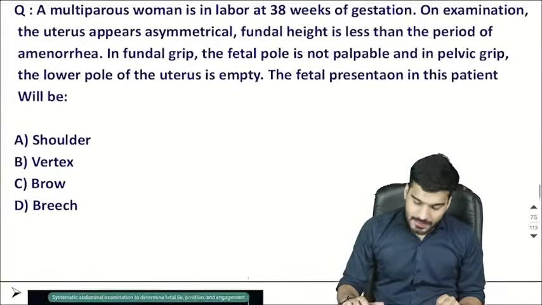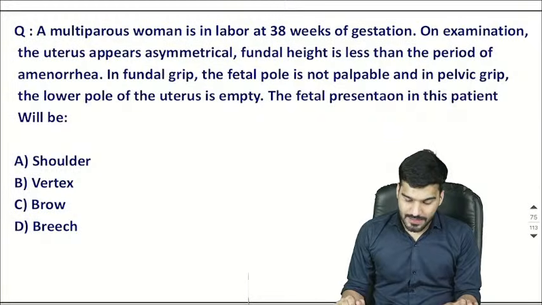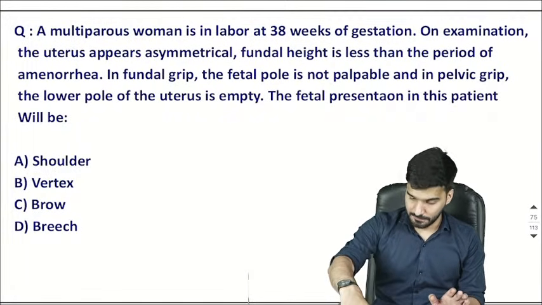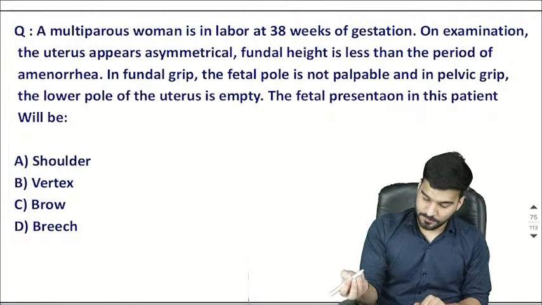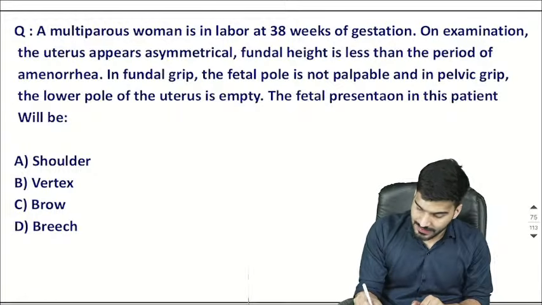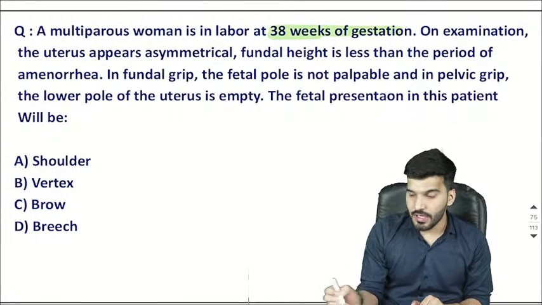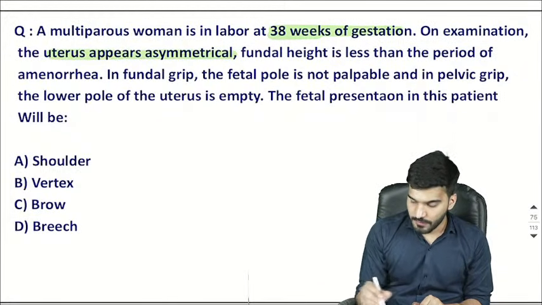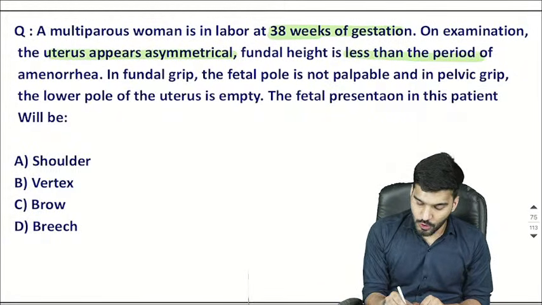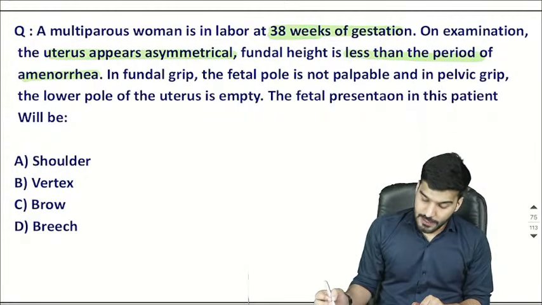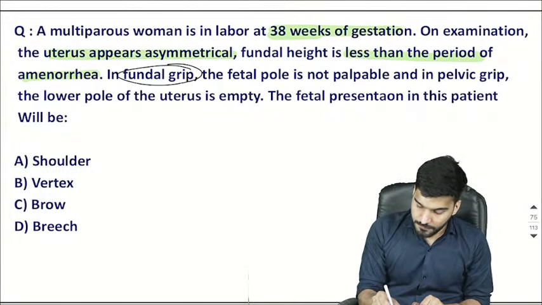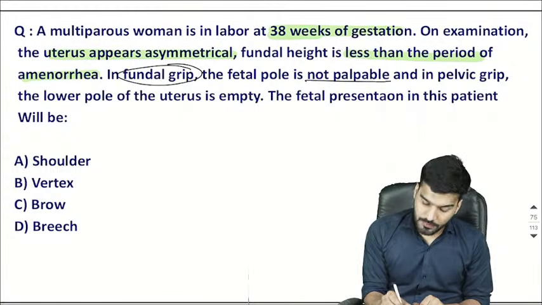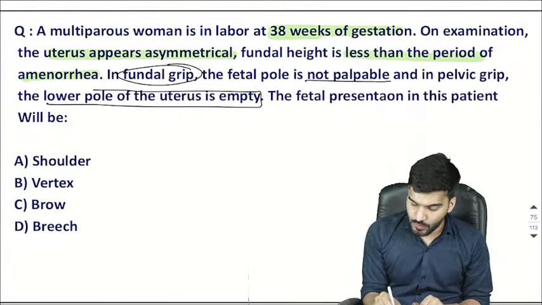Clear? Next question to you guys, a multiparous woman in labor. This is an easy one, guys, because we have just discussed this. The multiparous woman is in labor at 38 weeks of gestation. On examination, the uterus appears asymmetrical. The fundal height is less than the period of amenorrhea. In fundal grip, the fetal pole is not palpable. In pelvic grip, the lower pole of the uterus is empty.